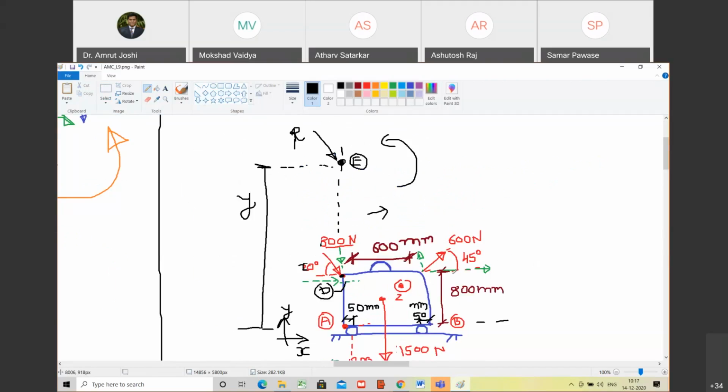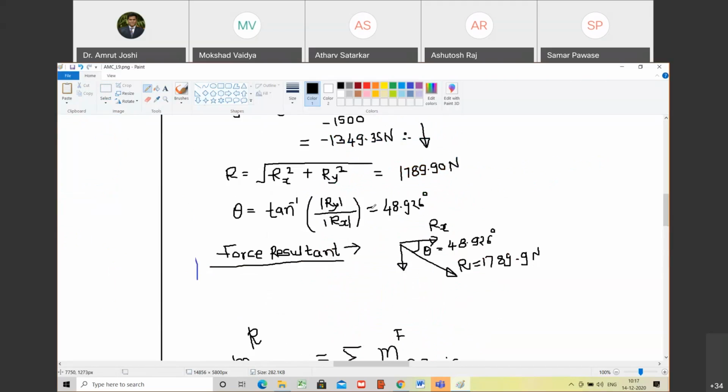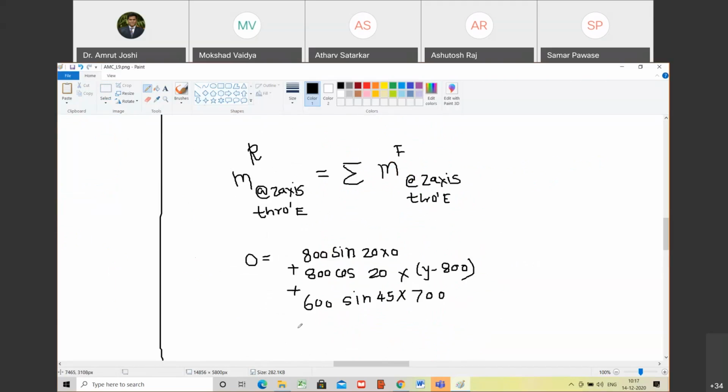Are you with me? Yes, sir. And it is also producing anti-clockwise moment. So plus 600 cos 45. Its distance is same as 800 cos 20. So it is y minus 800. Are you with me? Yes, sir.